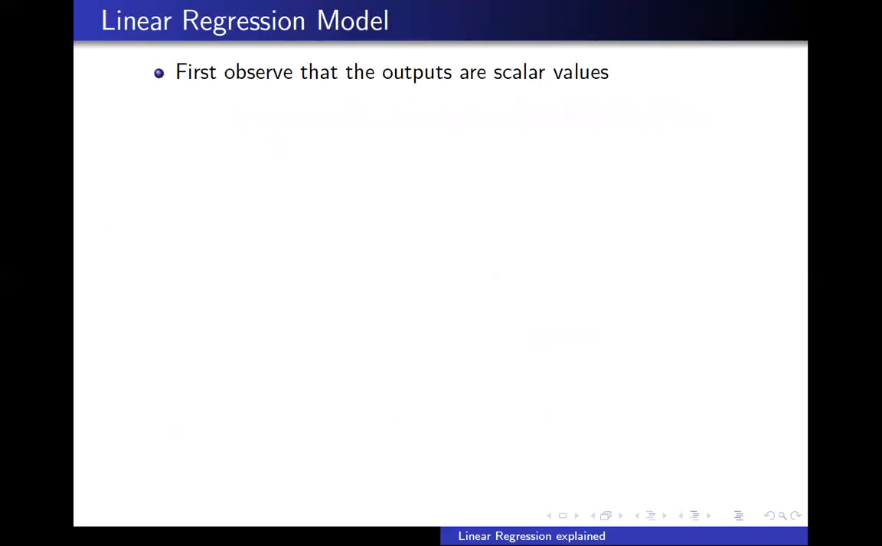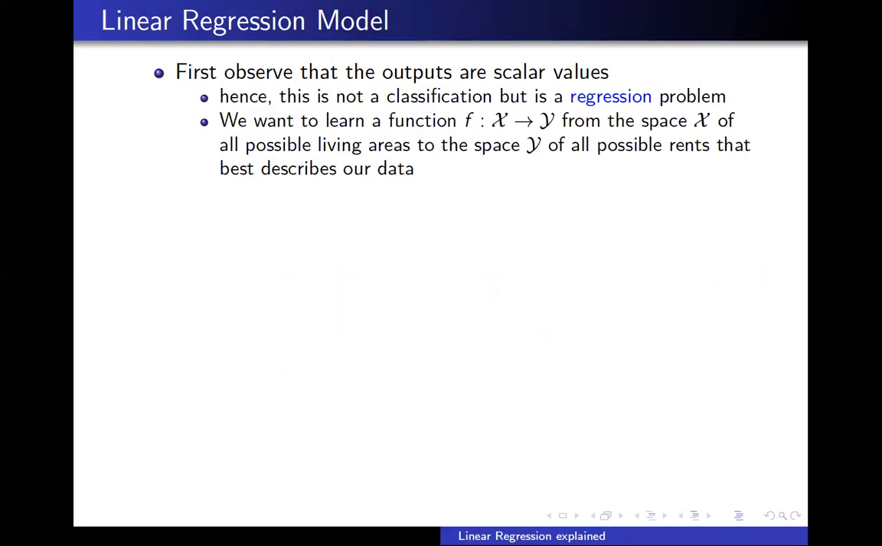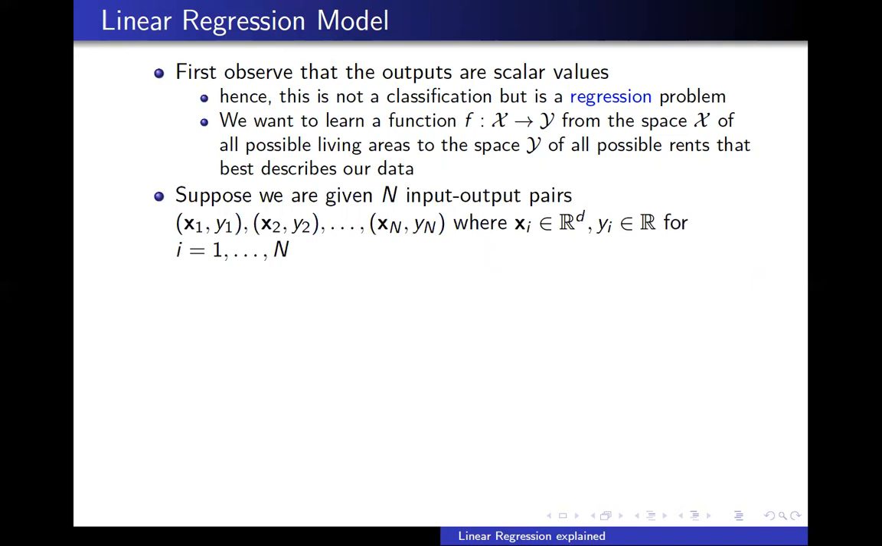The first thing that you can observe is that the outputs are scalar values, which are the monthly rents. So the prediction that you're trying to do is a regression problem and not a classification problem, because our output is a scalar and not one of the different class labels. We want to learn a function f that goes from x to y, where x is the space of all possible living areas of an apartment, and y is the space of all possible rents, which best describes our data.